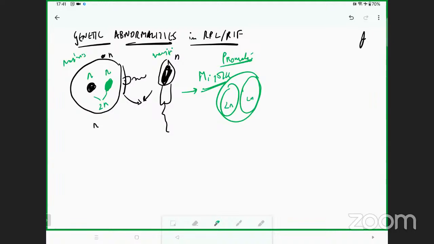Now, let me take one more minute to explain something more scientifically. Let's assume this is 23X. Let's assume this is also 23X. Why am I saying 23X? Because you are going to have 22 autosomes and one sex chromosome. You're going to have 22 autosomes and one sex chromosome, in the ovum and in the sperm. Now, when both of them join each other, it is going to form 22 pairs of autosomes and one pair of sex chromosomes, which we call 46XX.